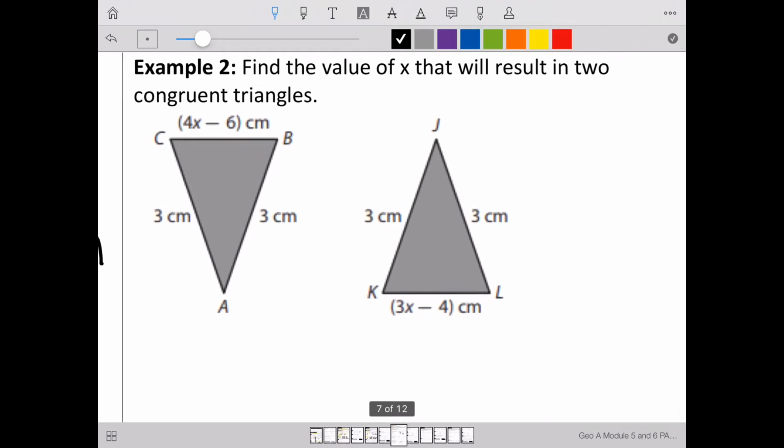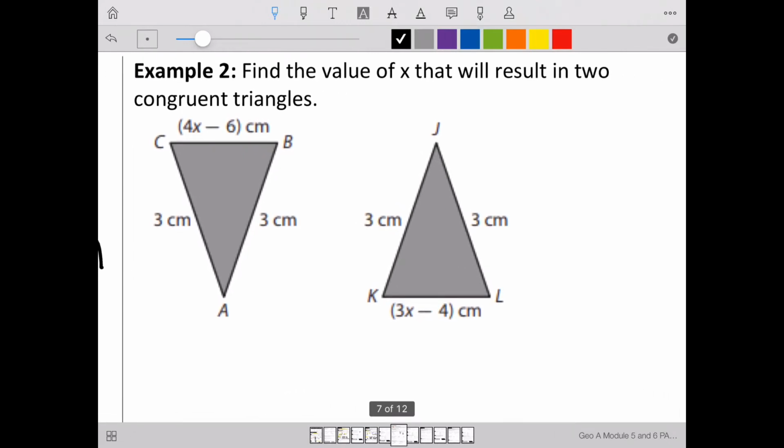Example 2. Find the value of x that will result in two congruent triangles. So now we want to apply this SSS theorem to find an unknown value. So 4x minus 6 has to be congruent to 3x minus 4 in order for these two triangles to be congruent. So we're going to make an equation. 4x minus 6 equals 3x minus 4. If I want them to be congruent, I want them to equal each other.